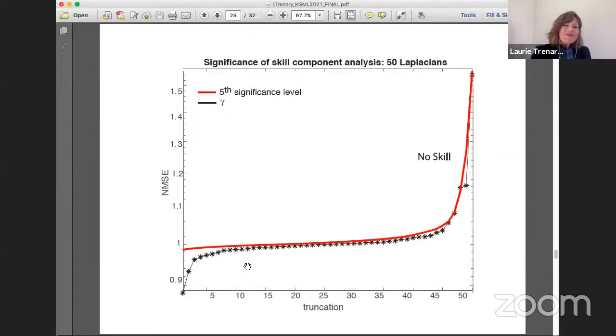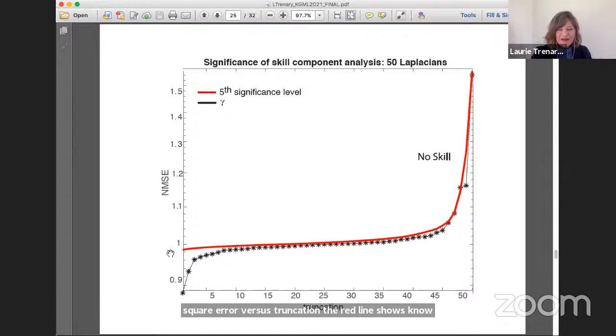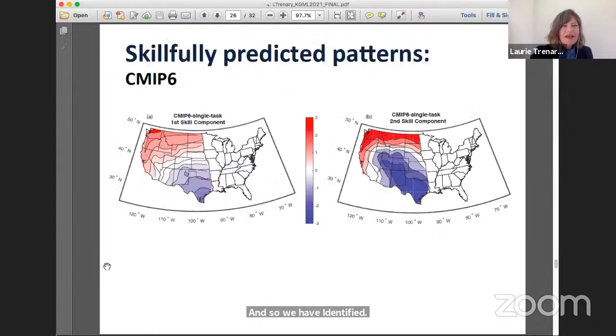So here I'm showing the normalized mean square error versus truncation. The red line shows no skill, and the eigenvalues are given in black. You can see that there are two modes that are well separated from the no significance threshold. And so we have identified a large scale pattern that is being predicted by our individual models.